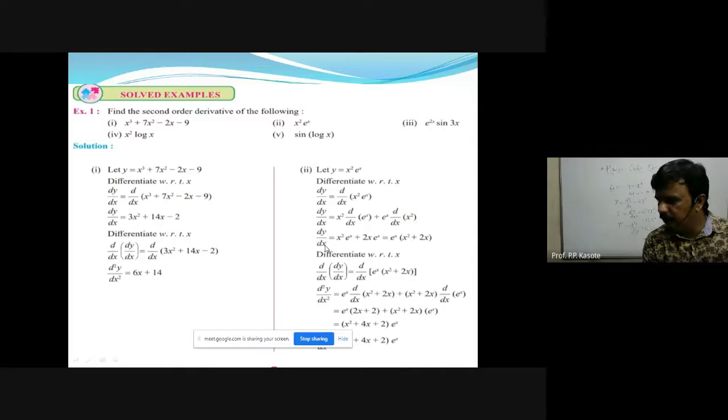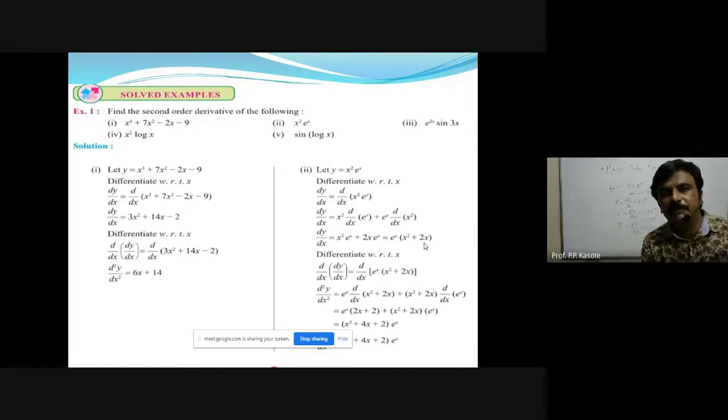That is dy upon dx is equals to x square into e raised to x plus 2x into e raised to x. After using the product rule, we got this answer as x square into e raised to x plus 2x into e raised to x. You can see that e raised to x is there in both the terms, so we can take it common. So we have taken it common here, that is e raised to x into x square plus 2x. This is all about the first derivative of the given function.